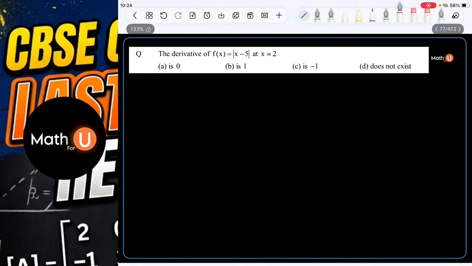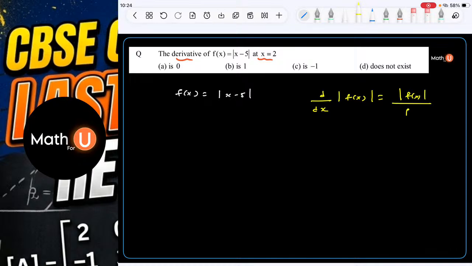Okay, now say this is the question. This is the function f of x equal to mod of x minus 5. You should differentiate it: what is the derivative of this at x equal to 2? Always remember, there is no need to apply the left hand derivative and right hand derivative here. Differentiation of mod of f of x can be written as mod of f of x by f of x into f dash of x. This is the formula, remember.